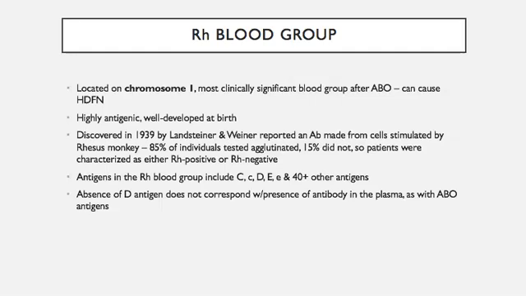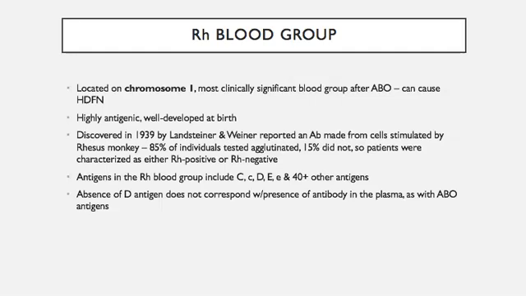Okay, now talking about the Rh blood group system. It is located on chromosome 1. It's the most clinically significant blood group after the ABO blood group, and it has the ability to cause hemolytic disease of the fetus and newborn. Rh blood group system is highly antigenic, and again, that just means that it stimulates production of antibodies. It's well developed at birth.